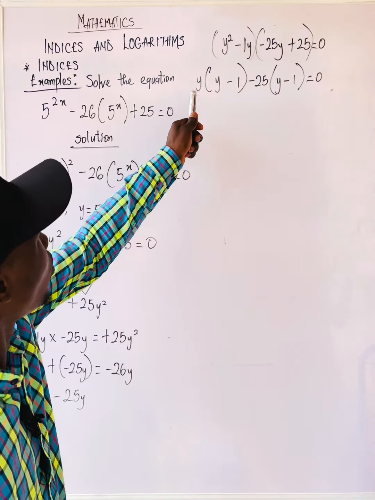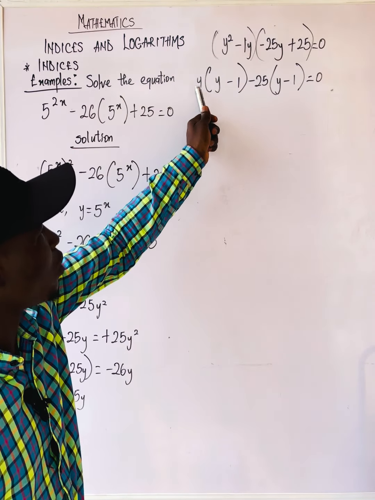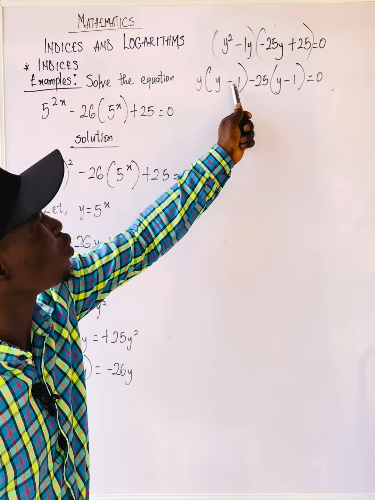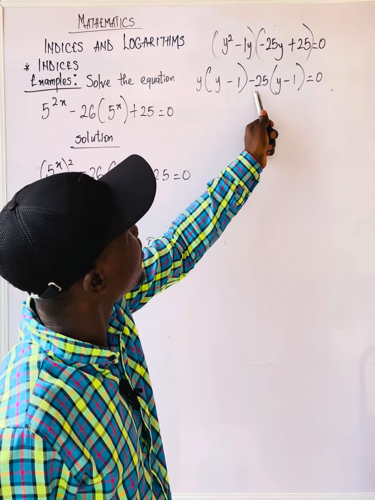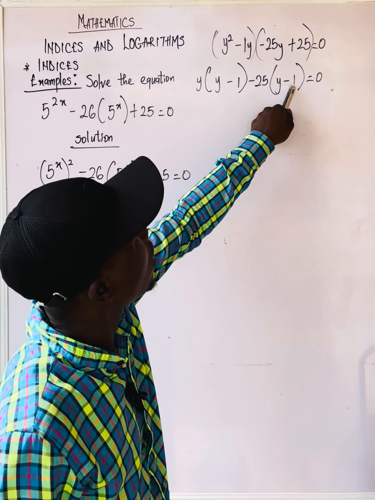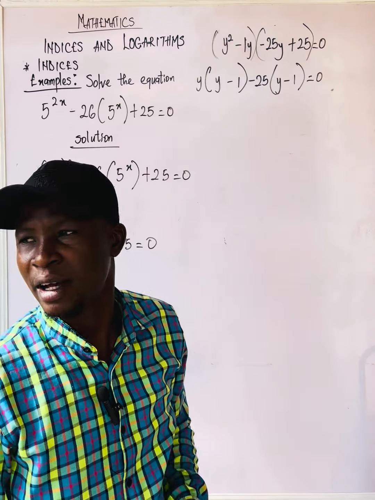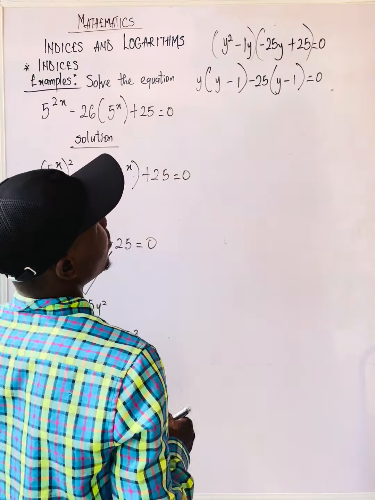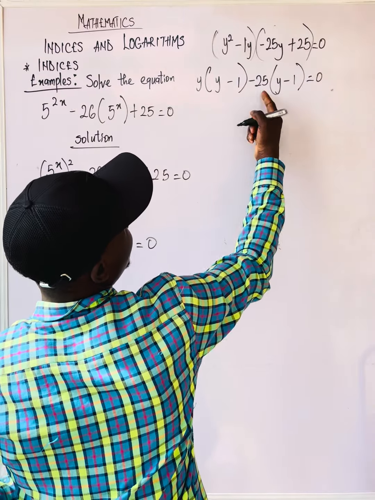So now you can open it back to check. y times y is what? y square. y times minus 1 is minus 1y. Now minus 25 times y is what? Minus 25y. Then minus 25 times minus 1 will go back to what? Plus 25. I hope you understand. Plus 25, all equals to 0. You see that the bracket is the same.